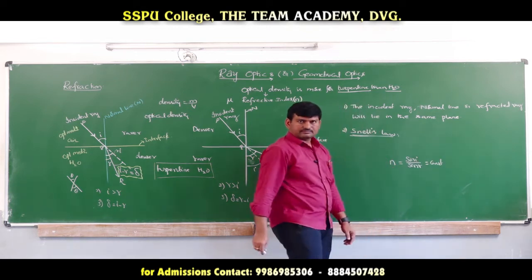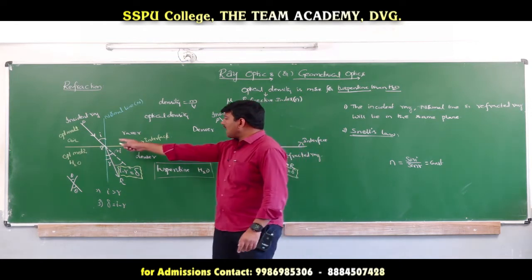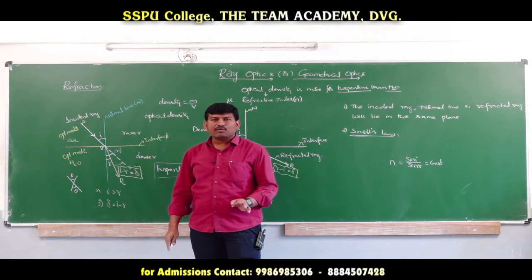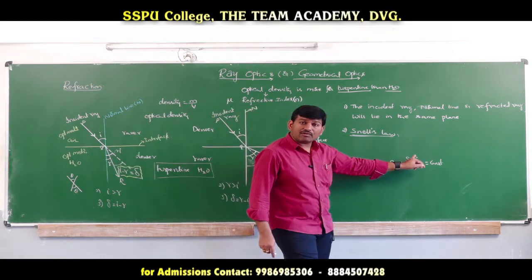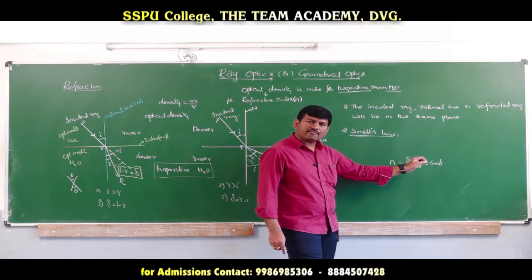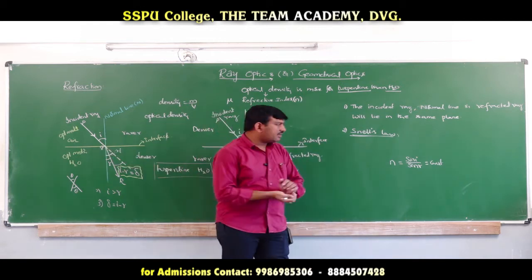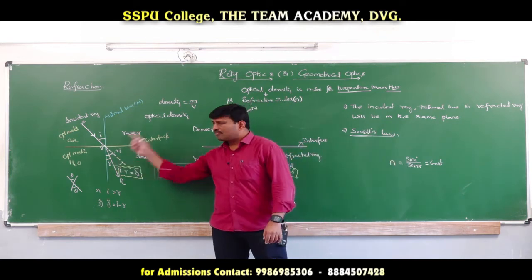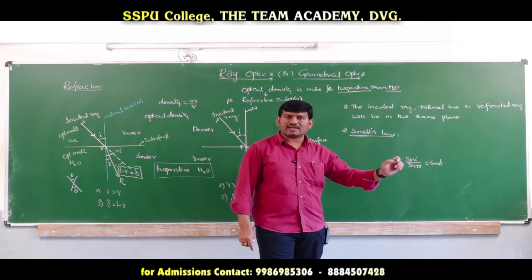What does this I refer to? I refers to angle of incidence. What does this R refer to here? Angle of refraction. Sin I refers to sin of angle of incidence. Sin R refers to sin of angle of refraction. I being angle of incidence, sin I refers to sin of angle of incidence. R being angle of refraction, sin R refers to sin of angle of refraction.